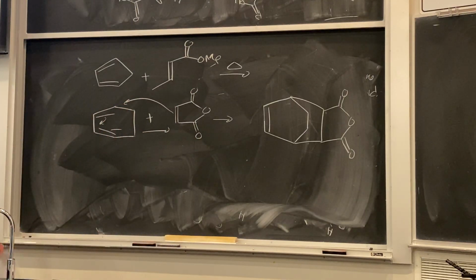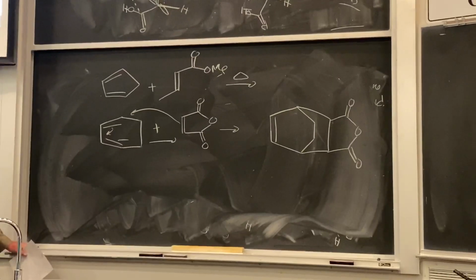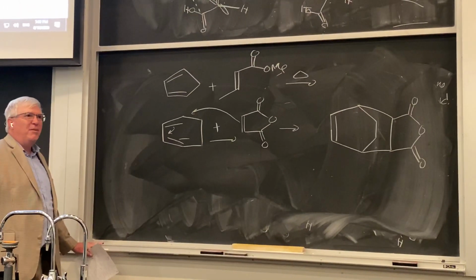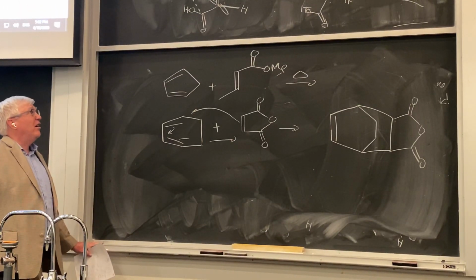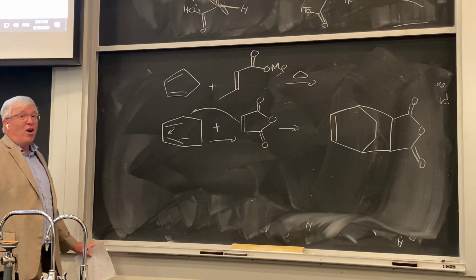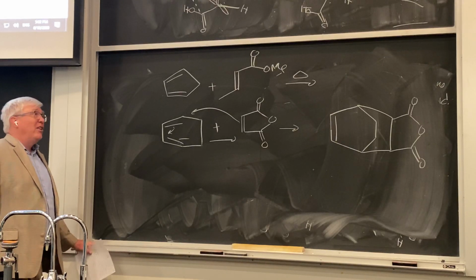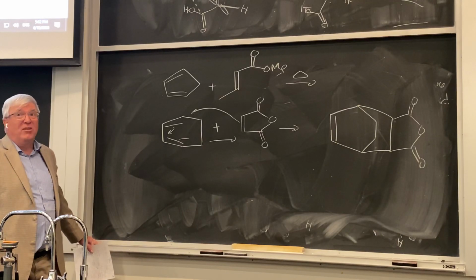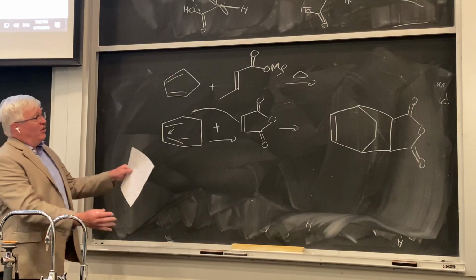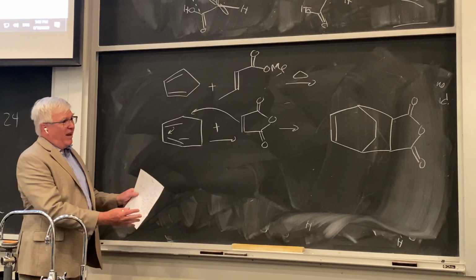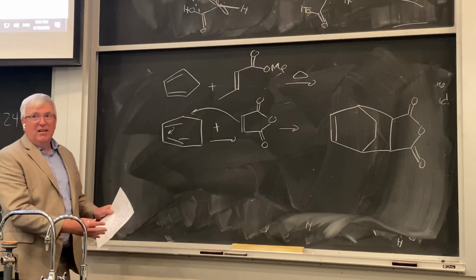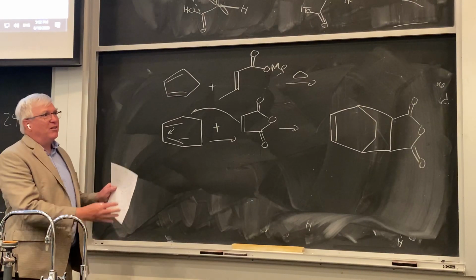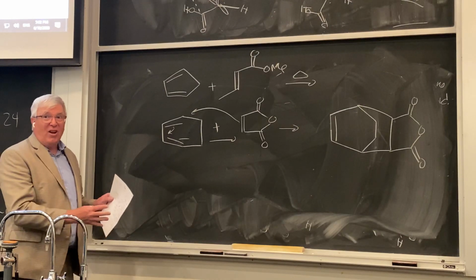The endo rule always dominates. Sometimes it's not so much. Usually it's about 10-to-1 selectivity of endo over exo. Secondary orbital overlap is just one argument. It's actually more accurate to look at the volume of solvation and the interaction of the solvent. The endo transition state is considered to be a tighter, more compact volume of activation. It takes up less space in the solvent.